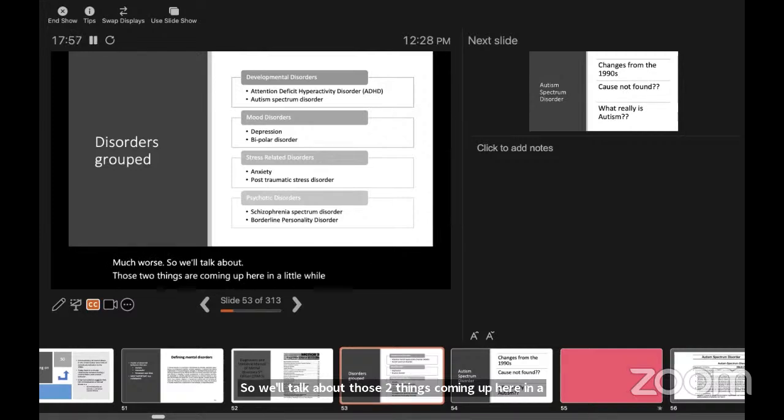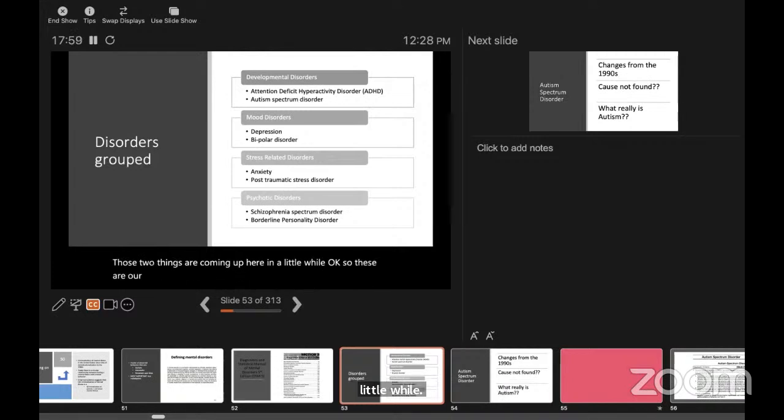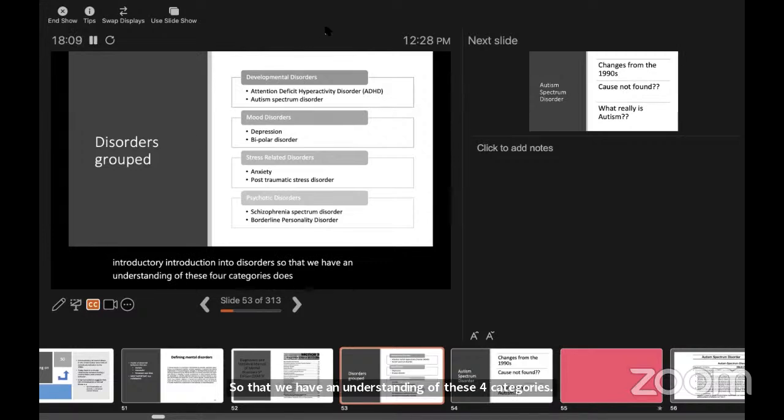So these are our 4 categories that we're going to deal with in this kind of introduction into disorders, so that we have an understanding of these 4 categories. Does anybody have any questions right at the moment?